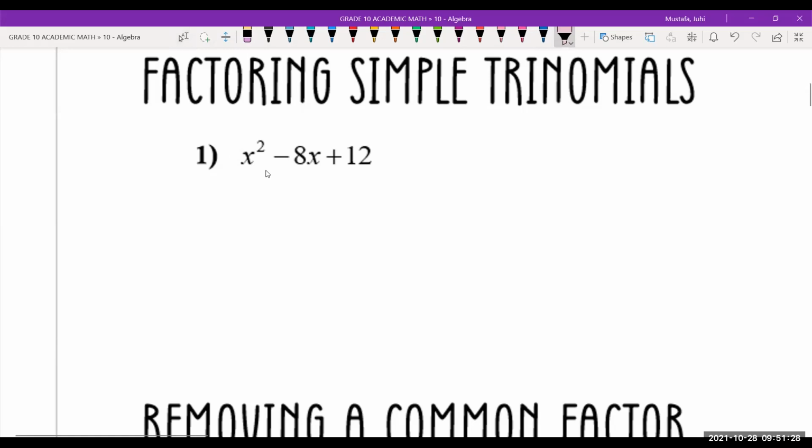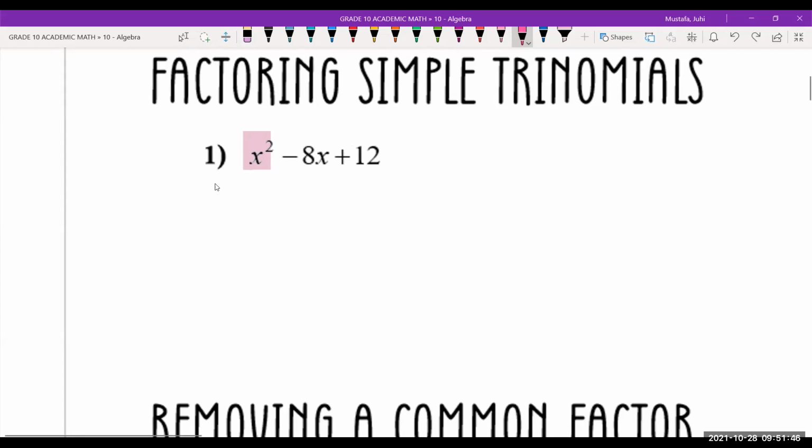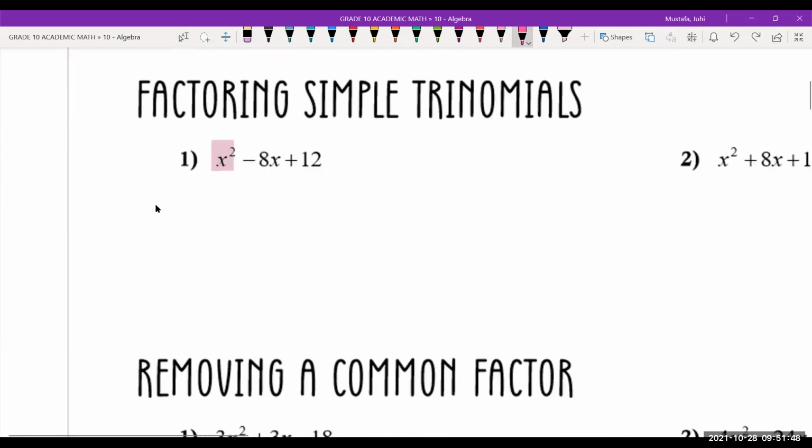Okay, good. So how am I going to factor this trinomial? Remember, this is the answer, and I'm asking you, what is the question that gave us this answer? And I'm going to tell you now that whenever we're factoring trinomials, the question that gave us this answer is always going to be in the form of 2 binomials.